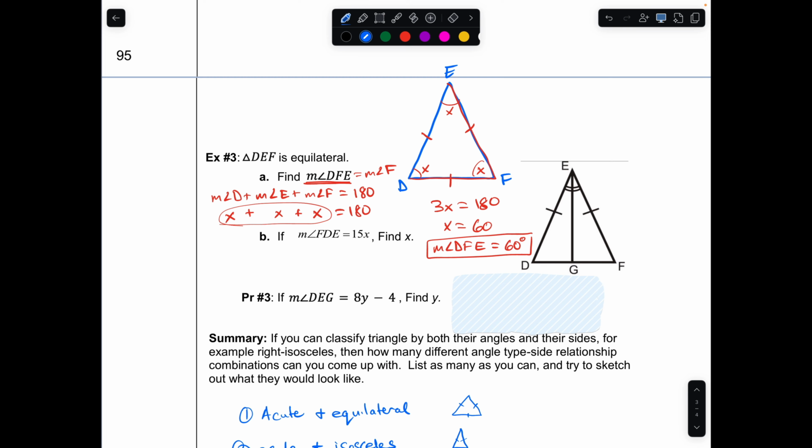Okay. If the measure of angle FDE is 15x, excuse me, then find x. Well, this angle has to be 60 degrees, right? Because they're all 60 degrees to add to 180 and be congruent. That means 15x has to equal 60. Let's make a better 5 there. If I divide both sides by 15, I'll get that x is 4.